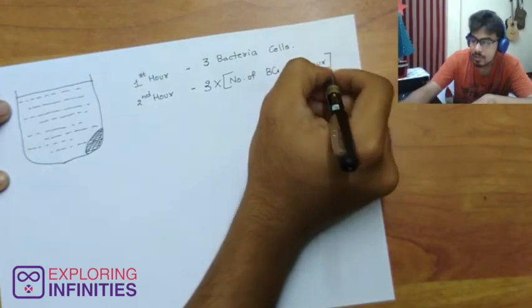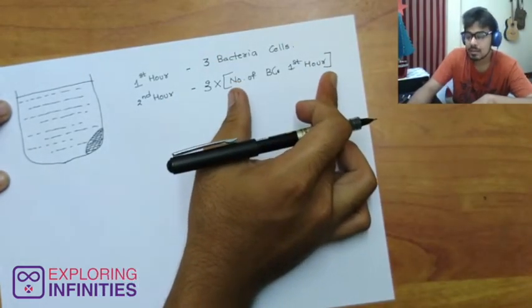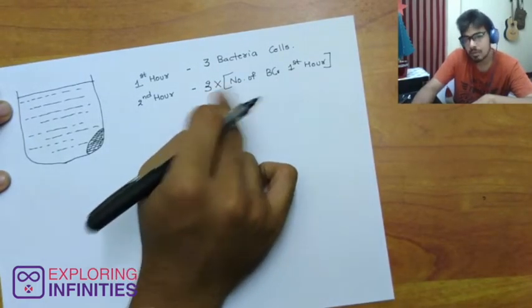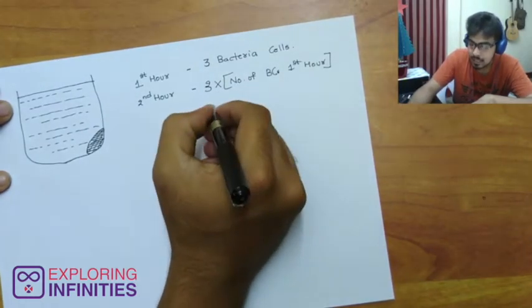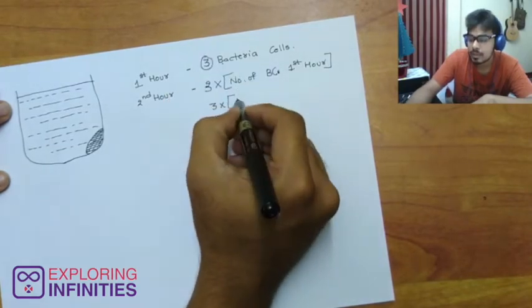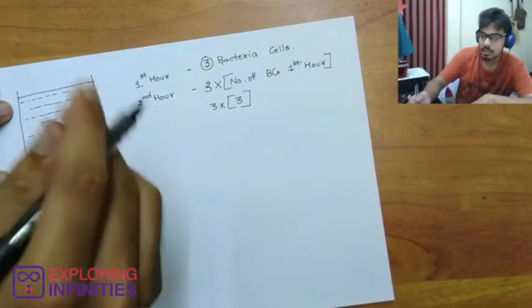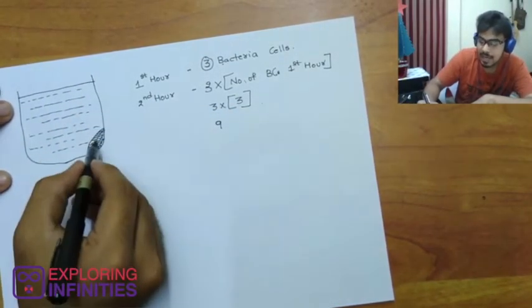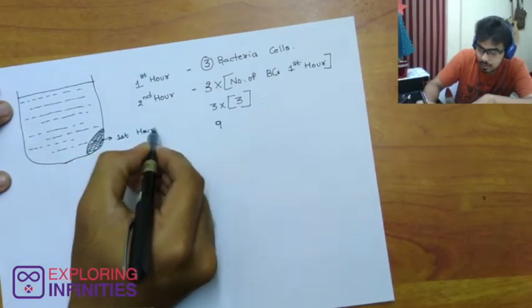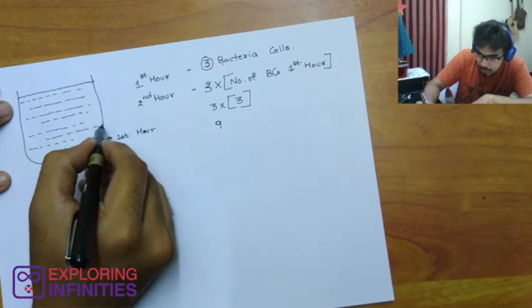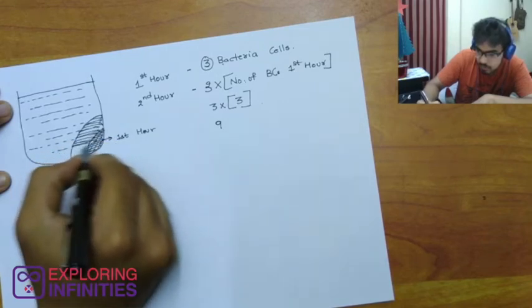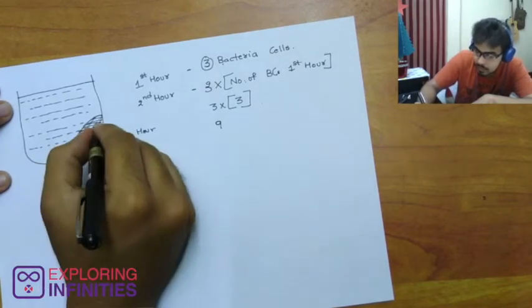Alright. So, number of bacteria cells in first hour are tripled in second hour. That's what I wrote here mathematically. 3 into number of bacteria cells in first hour. That is 3 into how many bacteria cells were there in first hour? We observed 3. 3 3s are 9. So, this bacteria was in first hour. But then it tripled like this. Now this is all bacteria. And this is in second hour.